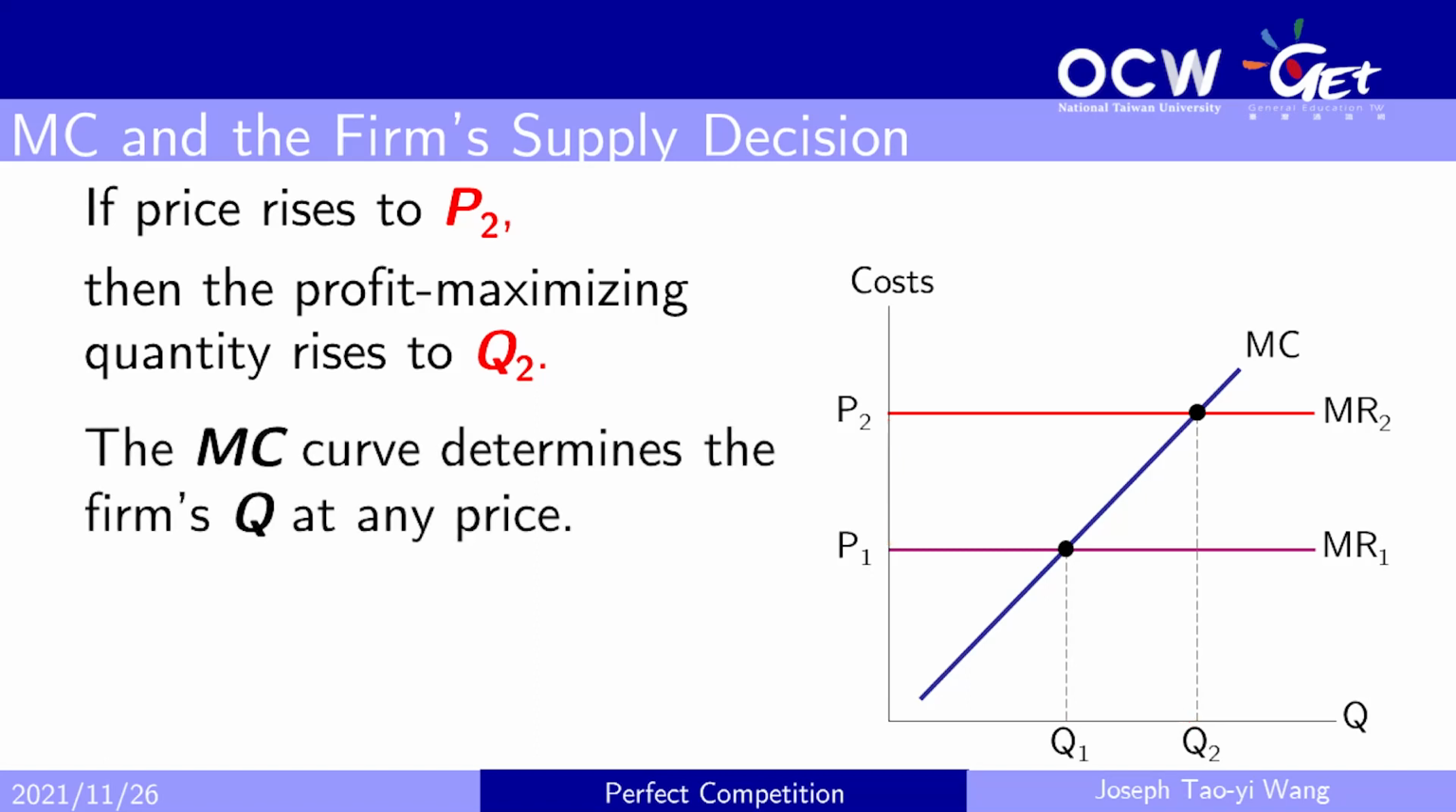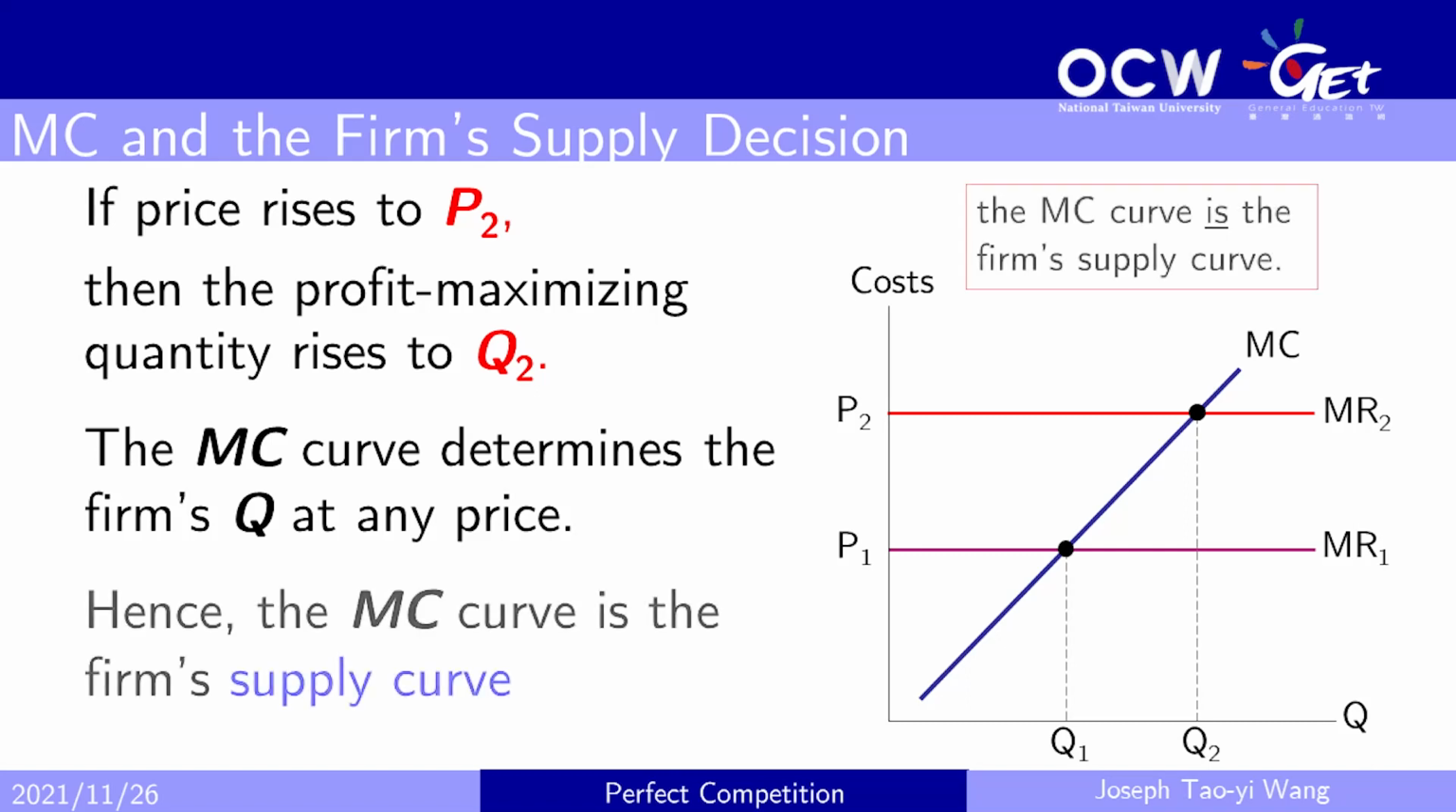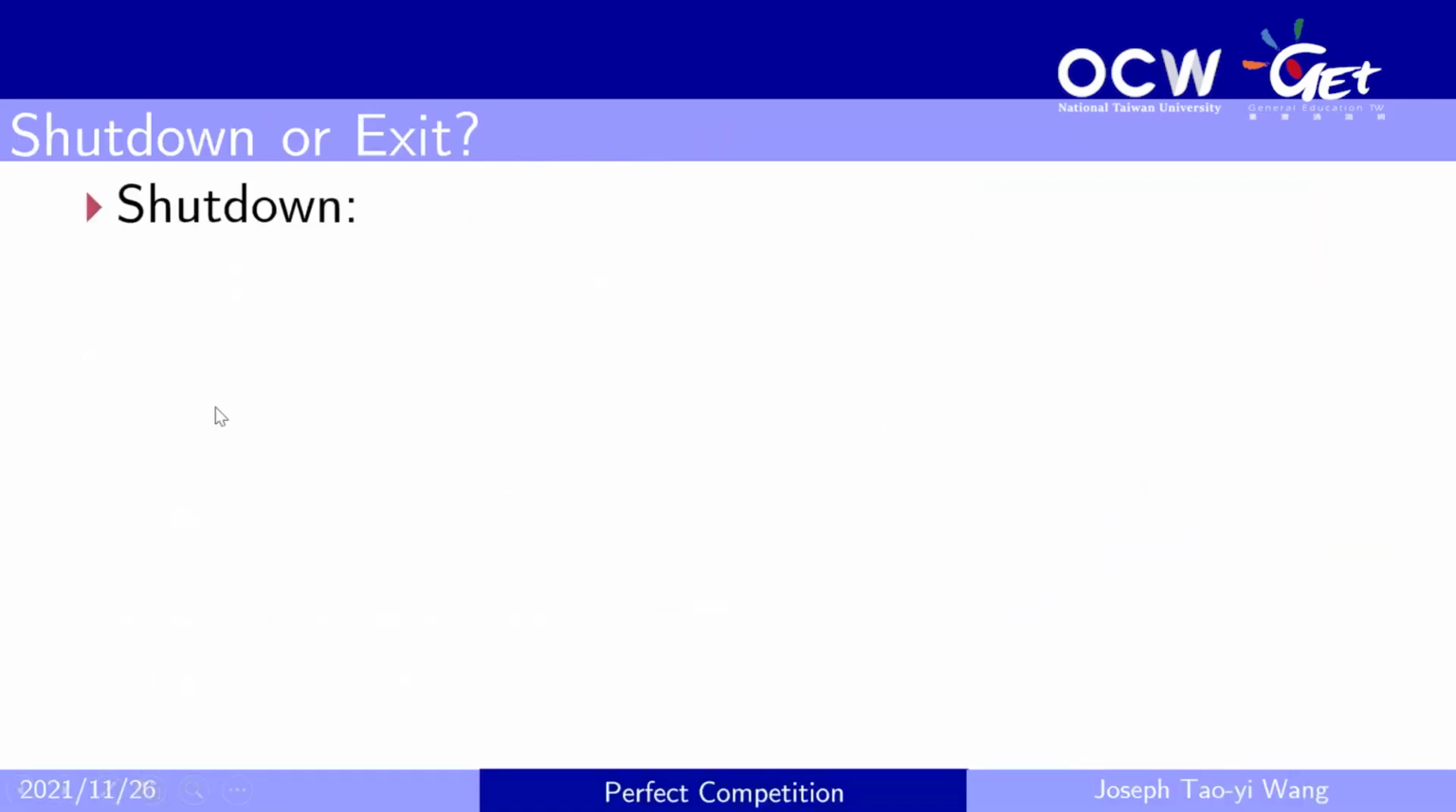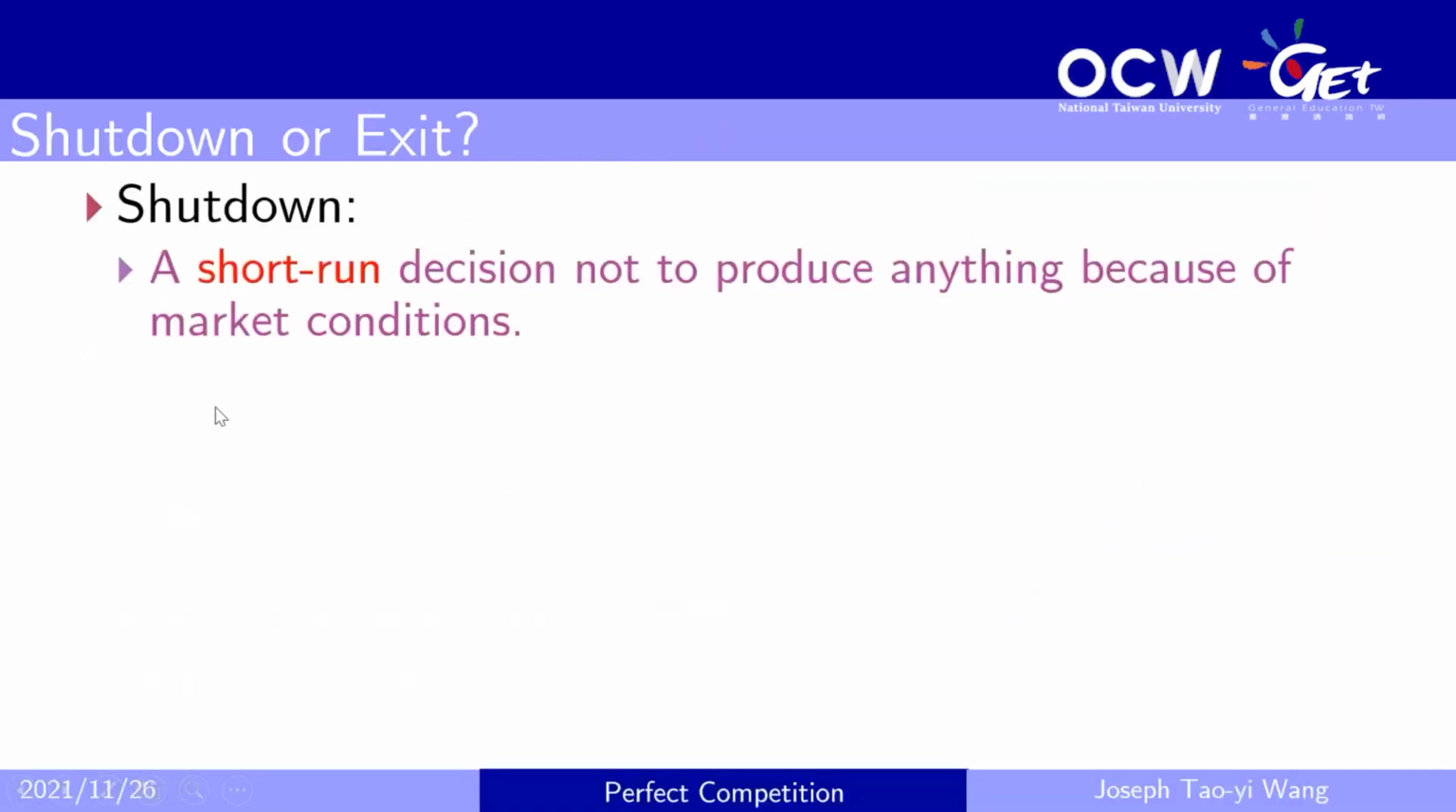So what this means is that your marginal cost curve basically gives you the right quantity to produce given each and every market price. So in that sense, the MC curve is the firm's supply curve. The marginal cost curve is the individual firm's supply curve. But the question is, how low can we go? So that's the question about shutdown, which is a short-run decision not to produce anything because of market conditions.